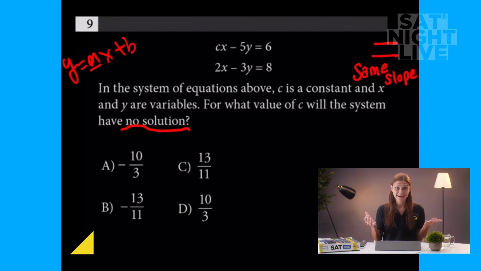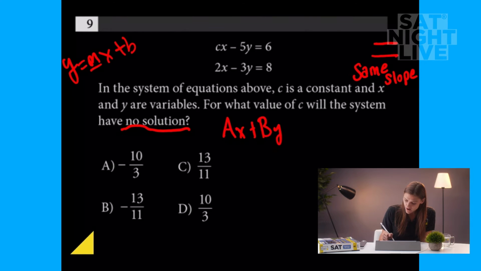So what is the question asking? In our own words, what is it saying? Well, for which value of c will the 2 lines have the same slope? There's another form we can look at, ax plus by equals c. Now you've probably seen that before. So if you take a look at the equations here and here, we see that they're actually already in that form.